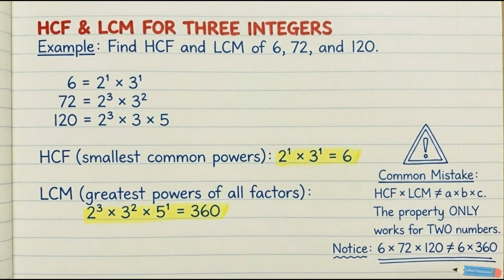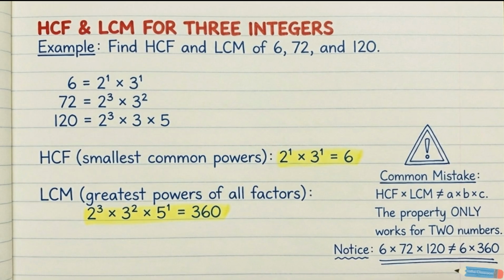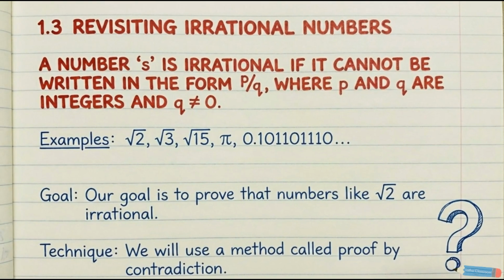See, here the property only works for two numbers: HCF into LCM doesn't equal A into B into C. So next, revisiting irrational numbers.